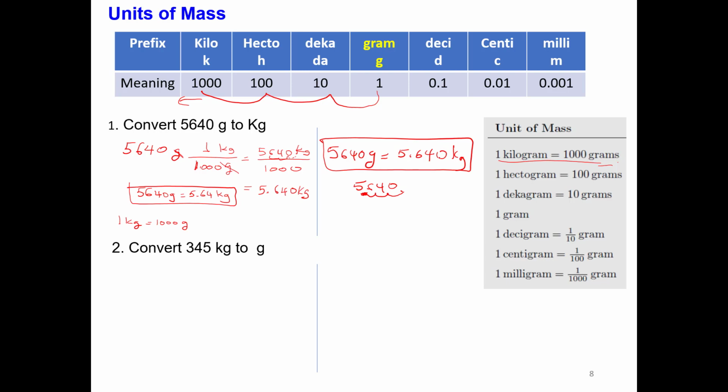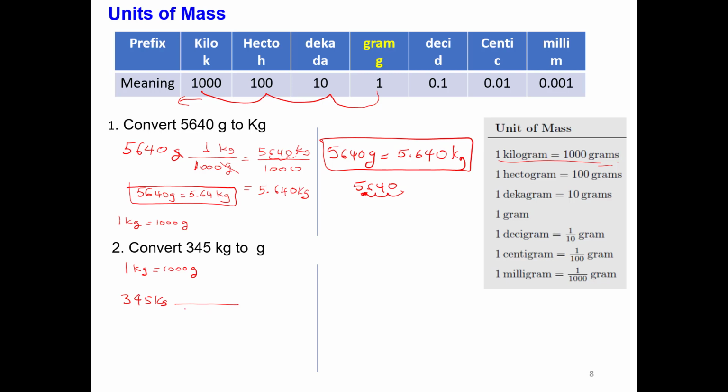Let me write here, we know the conversion factor we need to use is 1 kilogram equals 1,000 grams, as this correlates these two units. And for 345 kilograms, here we will use the same unit conversion factor, but we need to be careful with how we write this conversion factor.